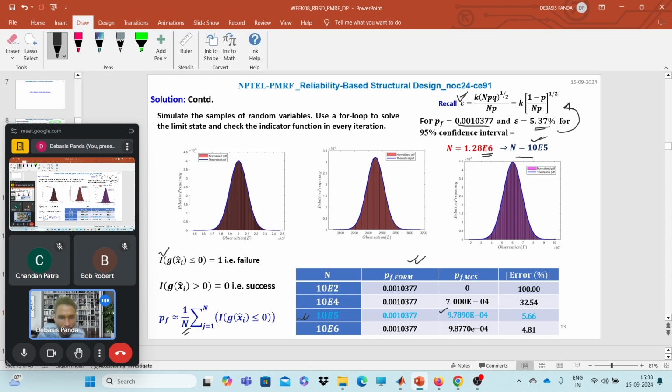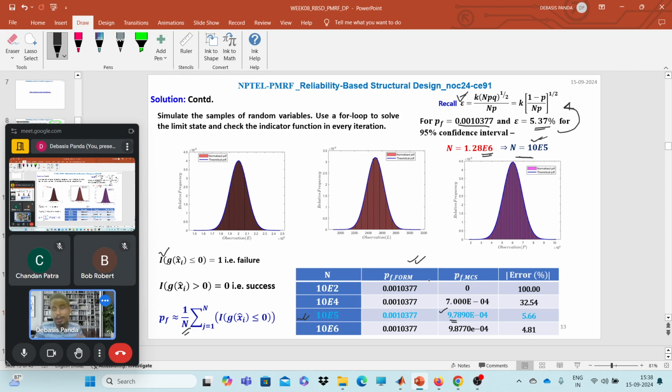9.81 into 10 to the power 4. And this is 9.78. So very close with 10 to the power 5 number of simulations. 1 million simulations I required for this. Now it's done. Okay, MCS gives me this result. I can say, okay, with 5% error I have this result with MCS.